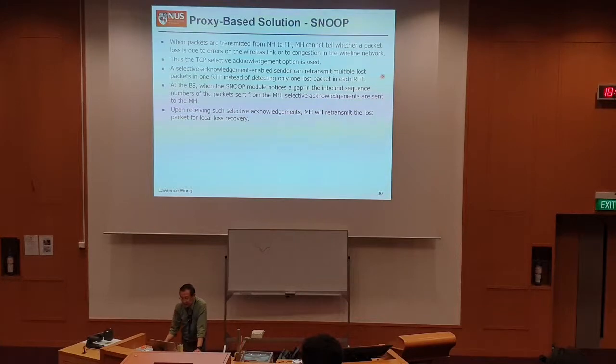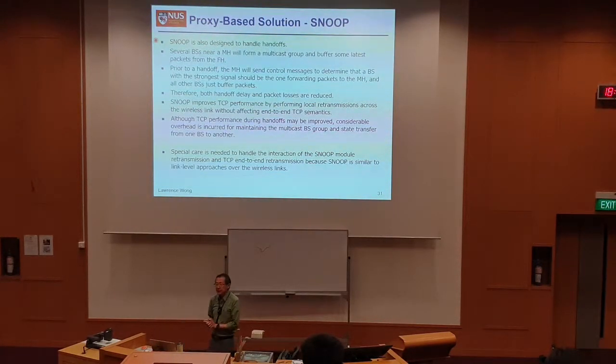The selective acknowledgement enables the sender to retransmit multiple lost packets in one RTT instead of detecting only one lost packet, because this is a short distance. At the base station, when the Snoop module notices a gap in the inbound sequence numbers of packets from here, selective acknowledgements are sent to this side. So selective acknowledgement is applied here between the mobile and the base station. Upon receiving the selective acknowledgement, the mobile host will retransmit the lost packet for local loss recovery.